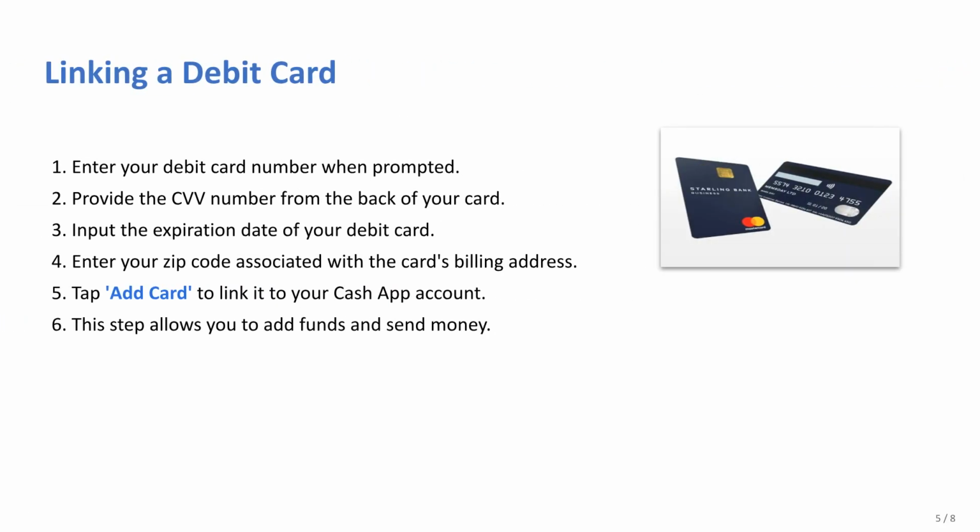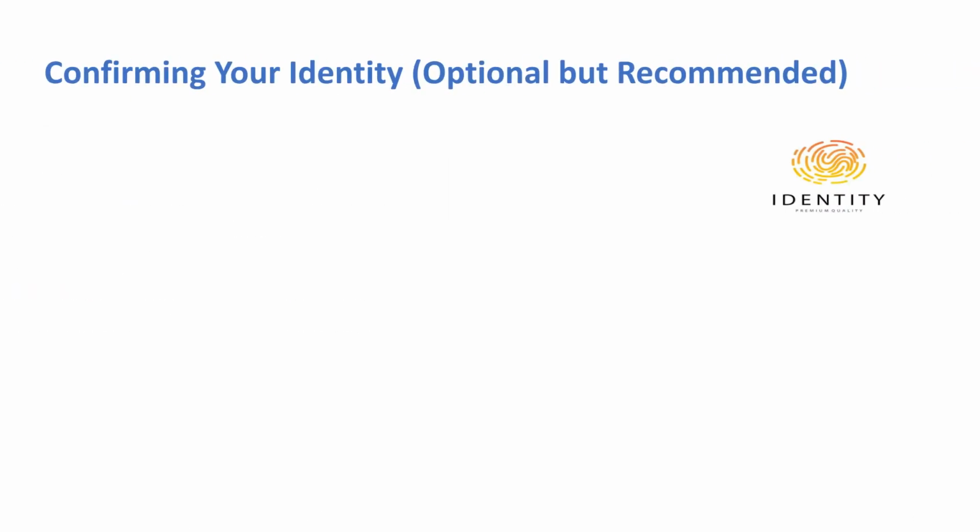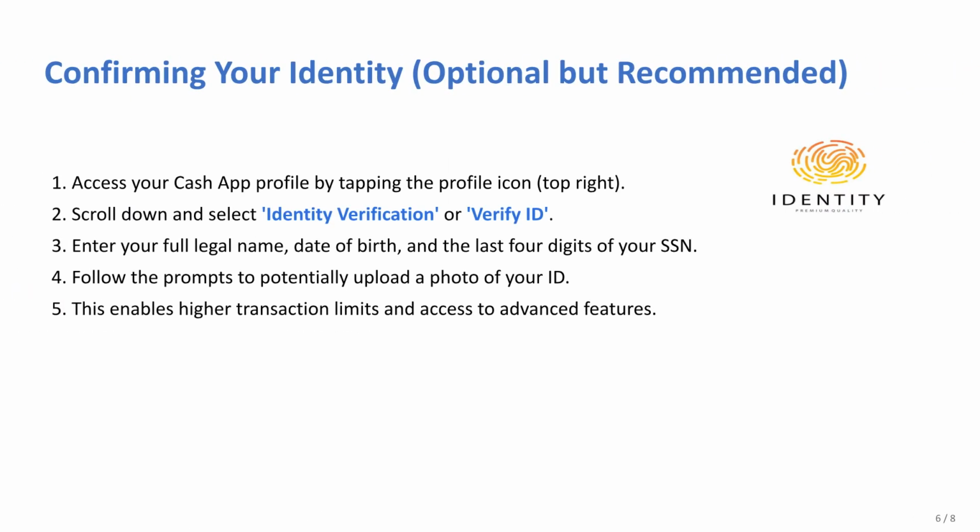To add funds, link your debit card by entering the card number, CVV, expiration date, and zip code. Tapping Add Card connects it to your account. For higher transaction limits, you can verify your identity. Access your profile, select Identity Verification, and provide the requested legal information.